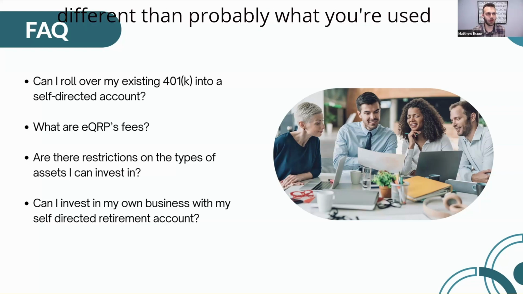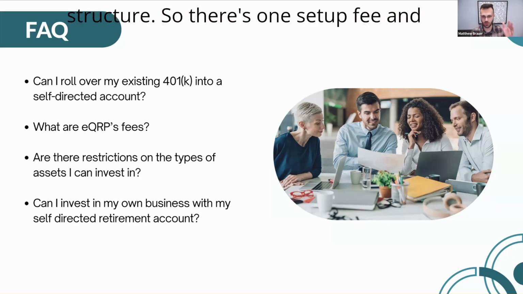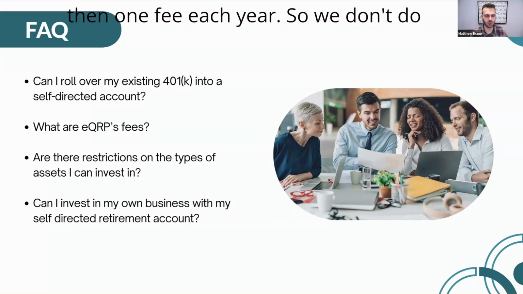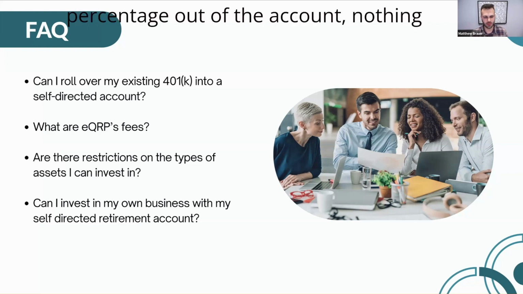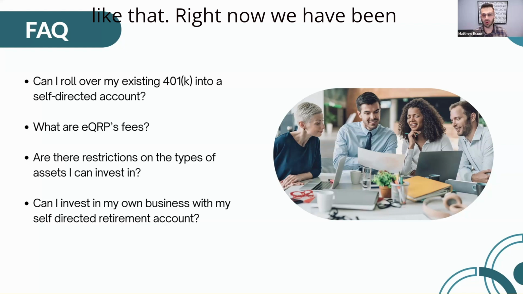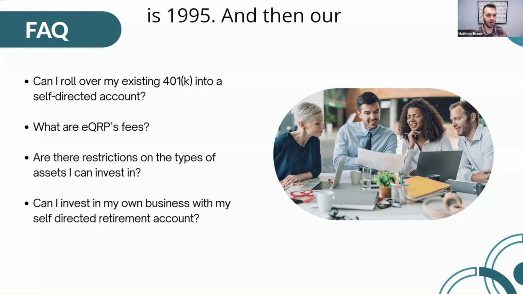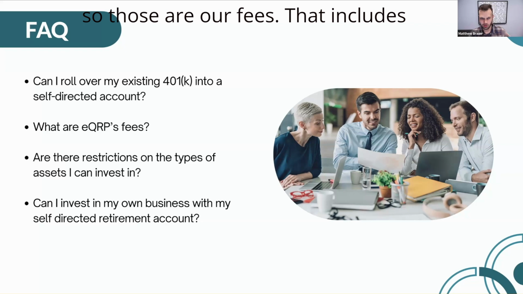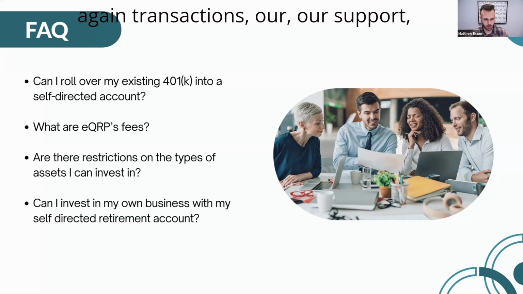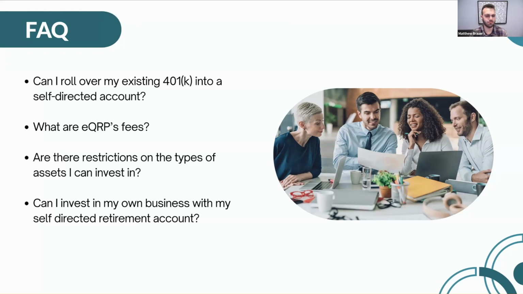And then getting into our fees. Our fees are different than probably what you're used to, especially if you've never self-directed before. On our side, we do everything on a flat fee structure. So there's one setup fee and then one fee each year. We don't do transaction fees. We don't take a percentage out of the account, nothing like that. Right now, we have a special where our setup fee is $1,995, and then our annual fee is $895 a year. That includes transactions, our support, everything. And it's well worth it.